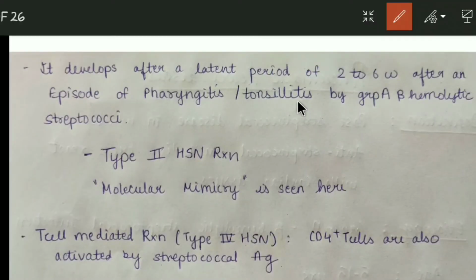Next, it develops after a latent period of 2 to 6 weeks, after an episode of pharyngitis or tonsillitis by group A beta hemolytic streptococci. Here type 2 hypersensitivity reaction is there and molecular mimicry is seen. T cell mediated type 4 hypersensitivity reaction is seen in chronic rheumatic heart disease, in which the CD4 T cells are also activated by the streptococcal antigen.